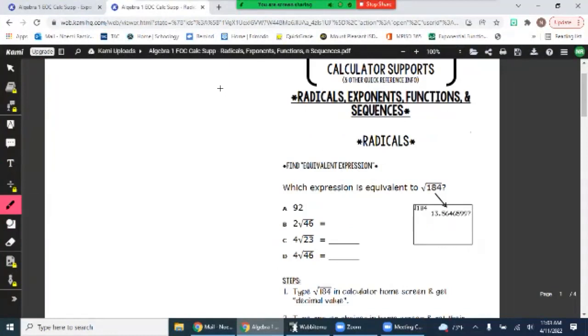So this one will be due, the packet that goes along with this one, with this foldable, will be due on Wednesday. If you turn it in on Thursday, it's 70. Friday, well, we won't be here Friday. If you turn it in Monday, it'll be a 60, and so forth.